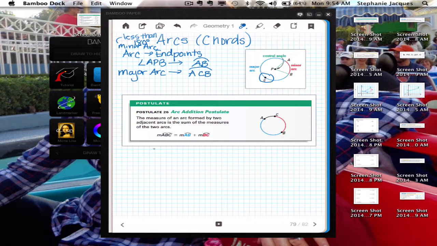The measure of a minor arc. If you want to find the minor arc, you're going to write it like this. Let's look at this one, for example, and let's say that AB is 60 degrees. The way you would write that is the measurement of arc AB is equal to 60.